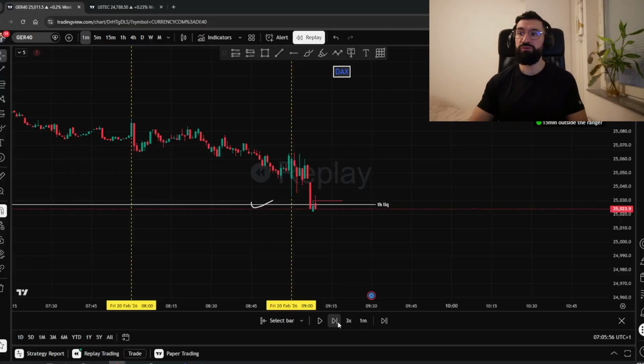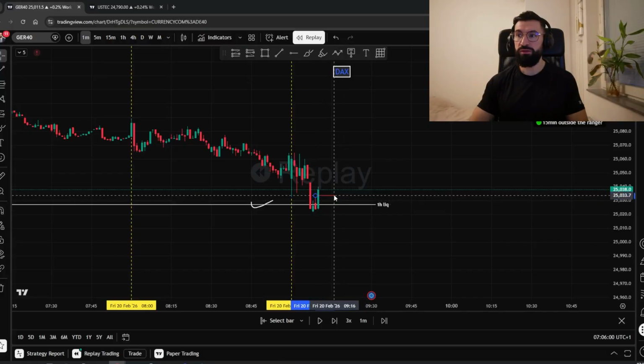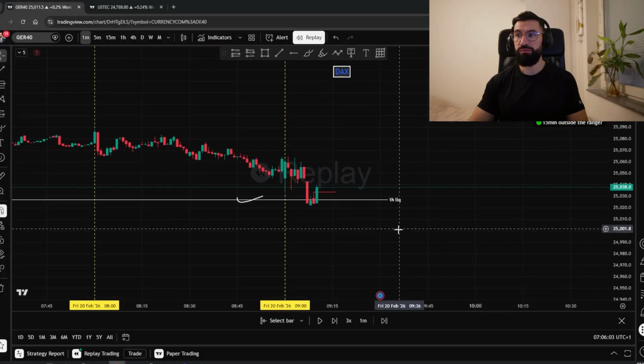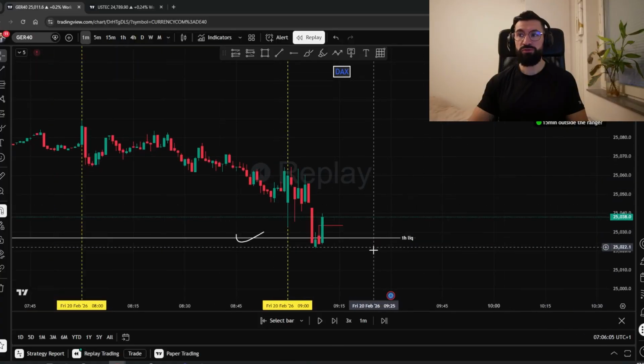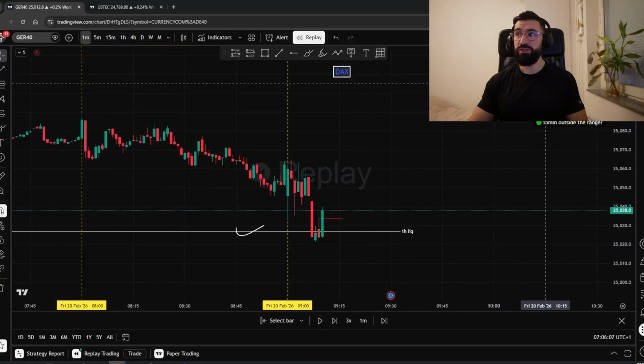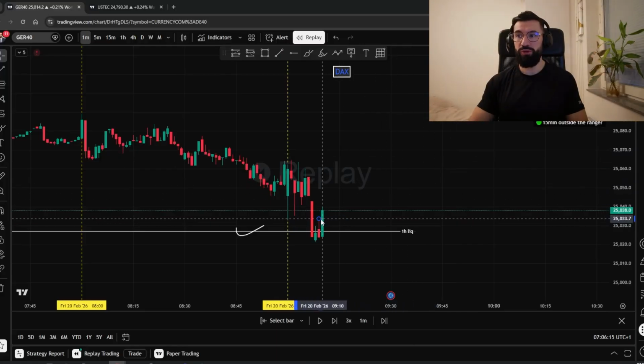So I'm waiting now for a break of structure. Now we created a new high. I'm just moving. Now it created a break of structure, right? So number one, it created number three, let's say, it created a break of structure, and I'm waiting for a fair value gap to be created and to have a reaction out of it.